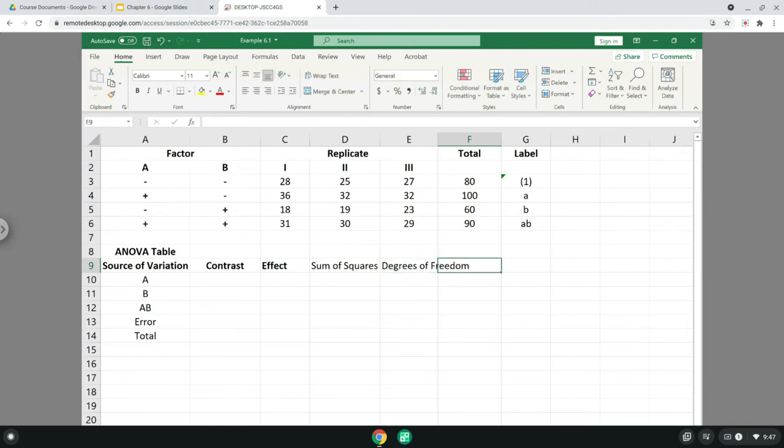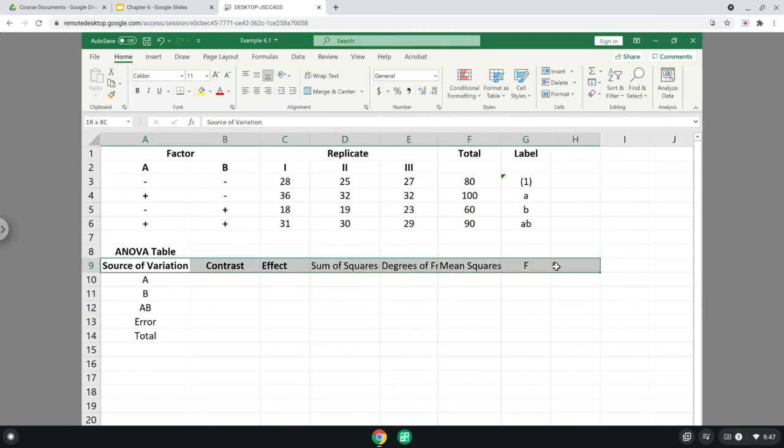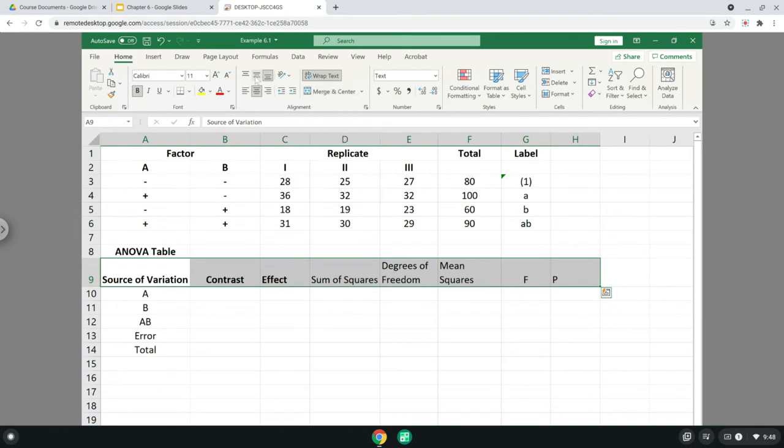Next we will calculate mean squares, then the F value and related p value. And I guess we can wrap the text, center it, make it bold across the.